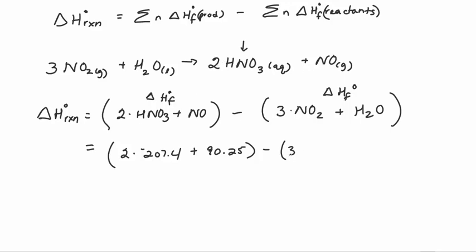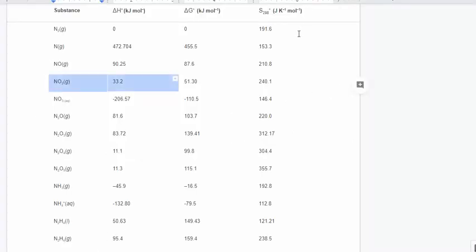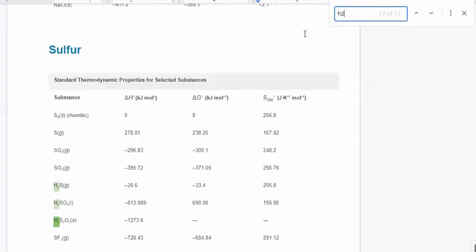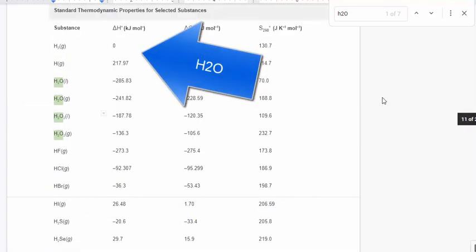So here I have my NO2, and that's gaseous as well. It happens to be right below. So I have 33.2, plus, and then I have liquid water. I'm actually going to do a quick search here. Liquid water is found up here. Oh, that's not liquid water. This one here is hydrogen peroxide, H2O2. So I'm looking for liquid water, which is right here, negative 285.83.